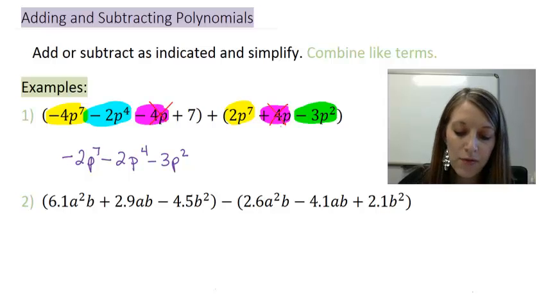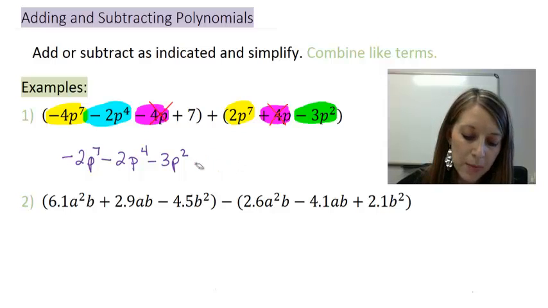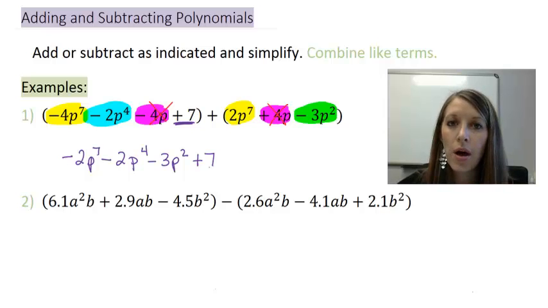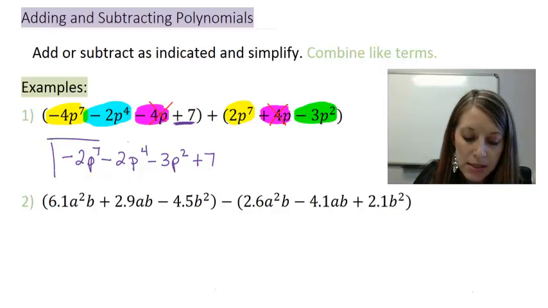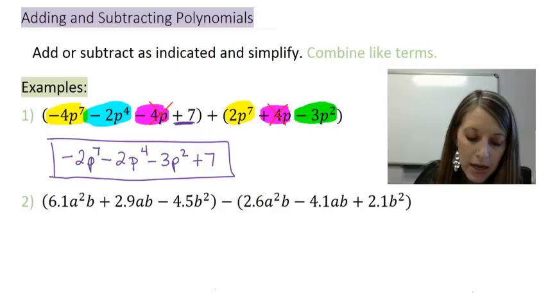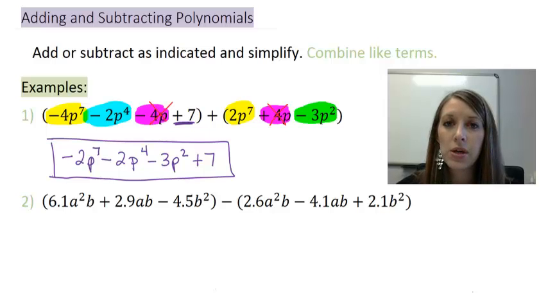Negative 4 plus positive 4 gives me 0, and I could write plus 0p, but 0 times anything is just 0. So I don't need to put in extra things that aren't important, so I'm not going to put that in there. And last, I have my constant term of 7, no other constant terms to combine it to, so I also again just copy it down. So my final answer to this problem is negative 2p to the 7th minus 2p to the 4th minus 3p squared plus 7. I combine all of my like terms, and my final answer is in descending order.